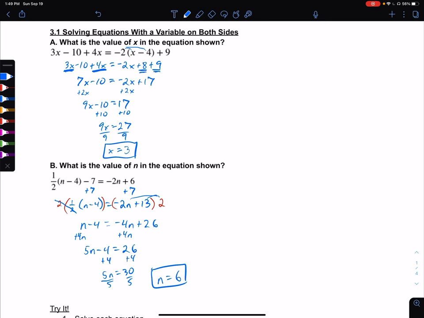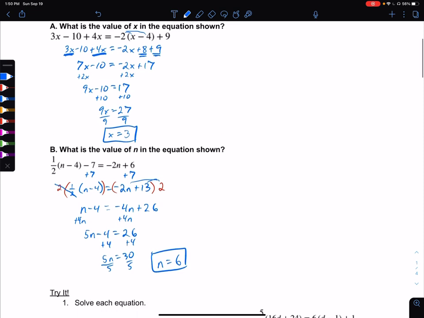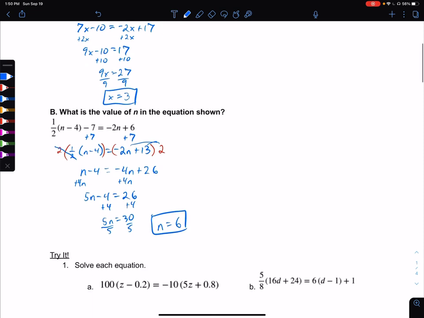And just remember, I've said it a couple times already, there are multiple ways to do each of these two problems. As long as you follow algebraic methods and algebraic reasoning, you will get these right. Just be careful of when you combine like terms and when you're undoing operations. But once again, there are multiple ways to solve each of these. Give the try it problems a go and see how you do.